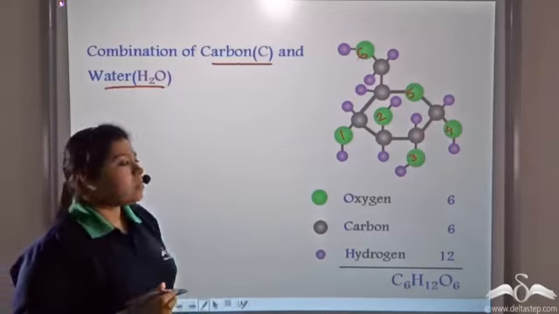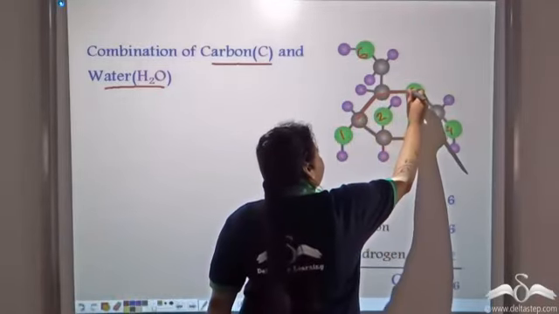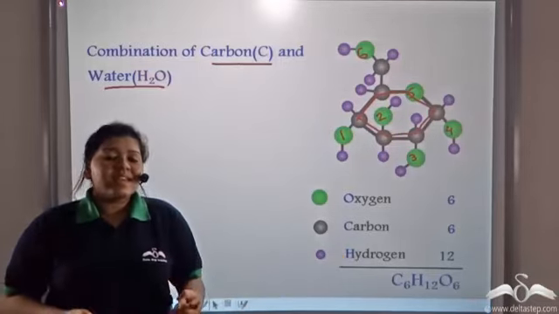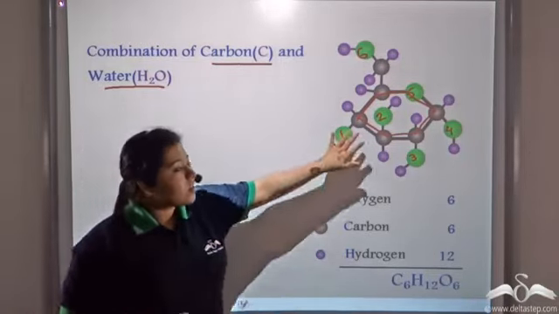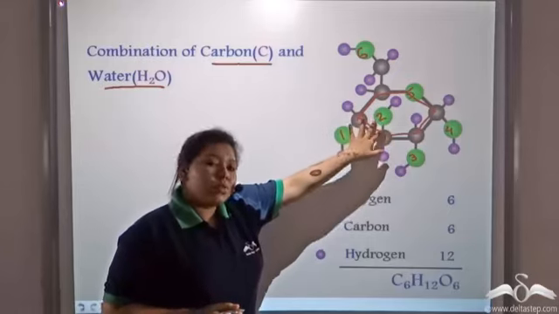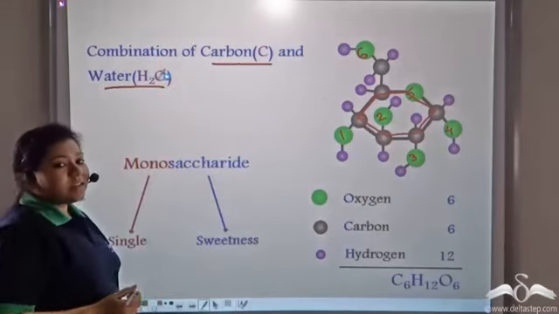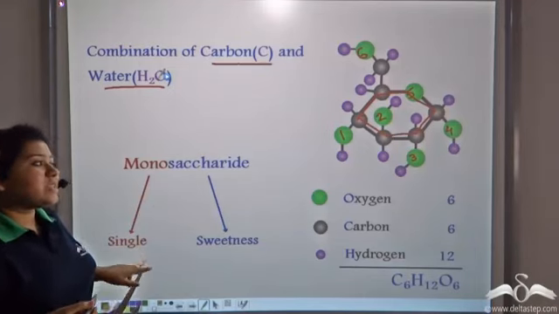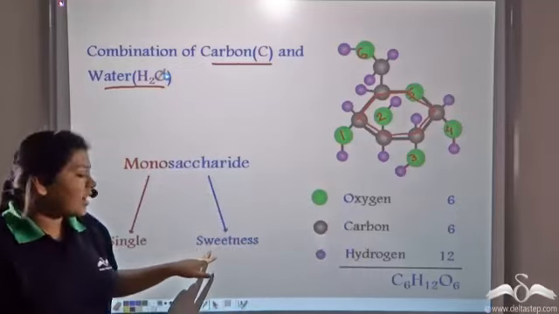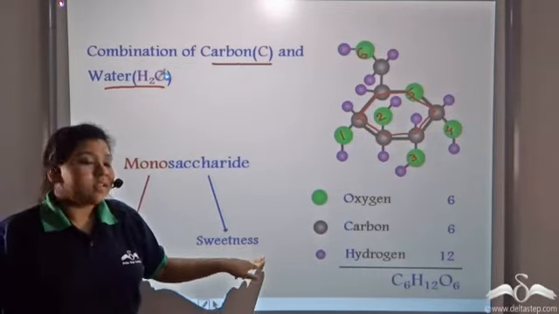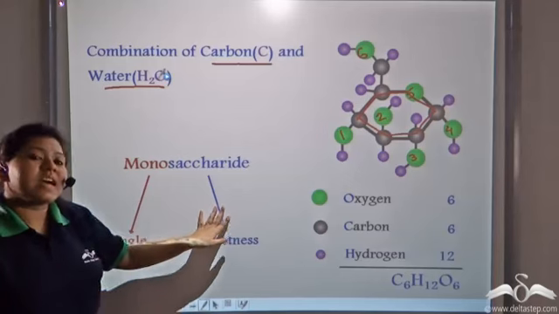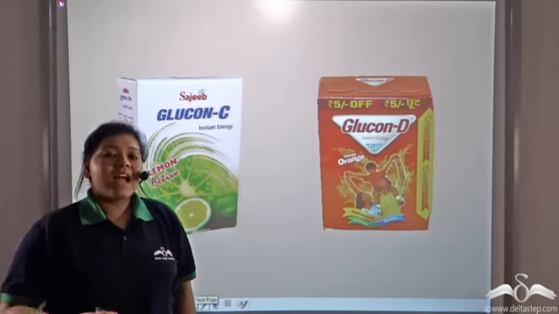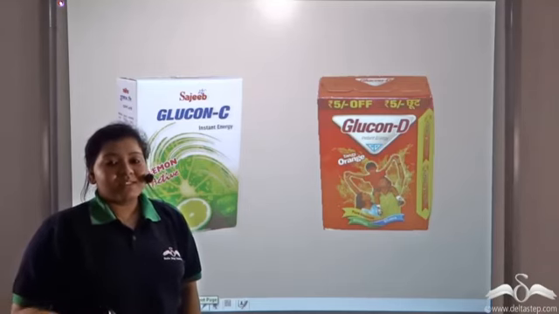Now notice another thing. The glucose molecule has a ring formation. There is a single ring formation in the structure of glucose. Hence, glucose is a monosaccharide. Mono means single, comes from the single ring that is present in its structure, and saccharide means sweetness. So glucose is a monosaccharide. So glucose is sweet and provides us with instant energy.